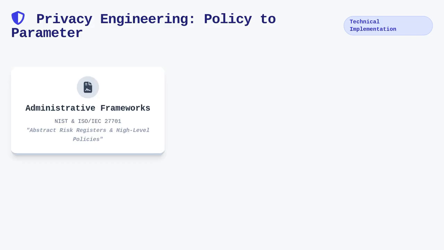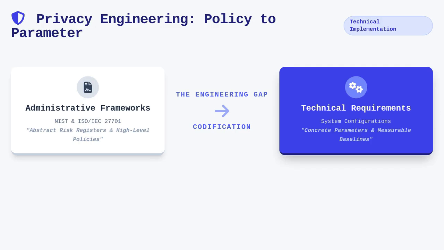However, as privacy engineers, we must view these frameworks as sets of codified technical requirements that translate directly into system configurations. If an ISO standard mandates the protection of personally identifiable information during transmission, your engineering task is not just to acknowledge the policy, but to configure the specific TLS version and cipher suites that enforce that protection.